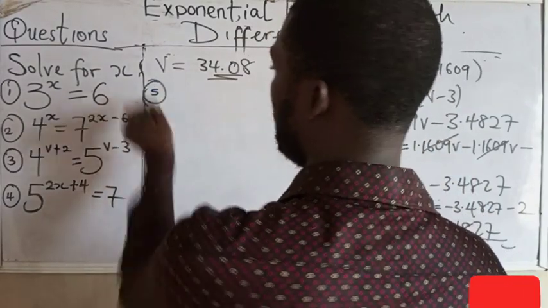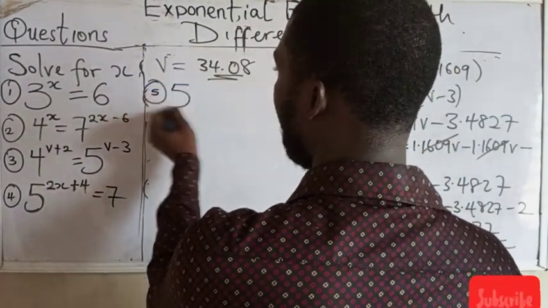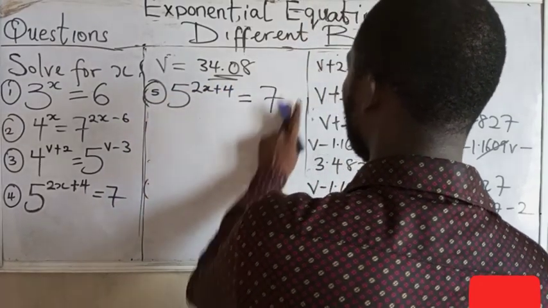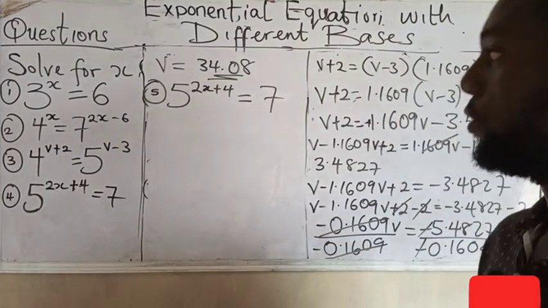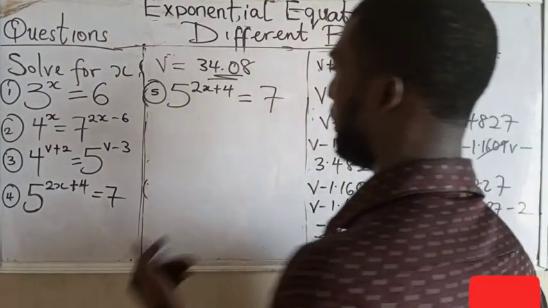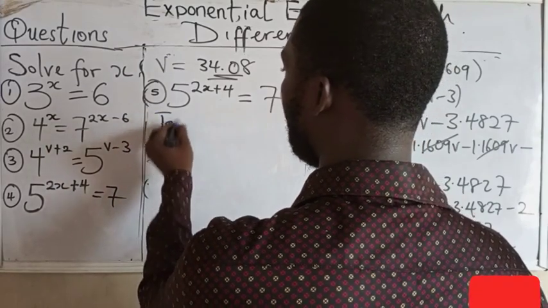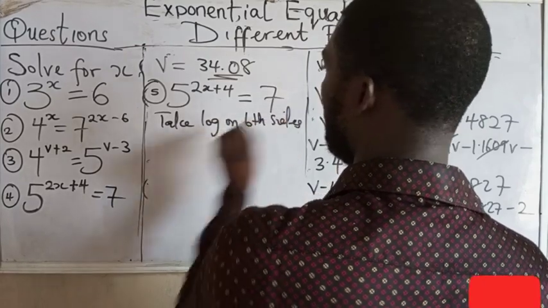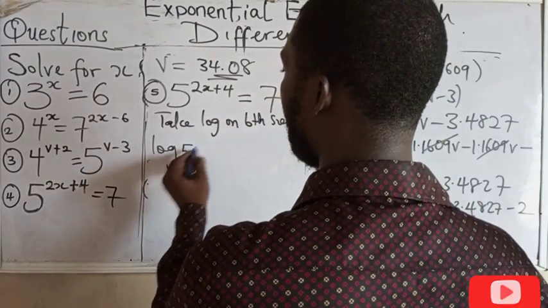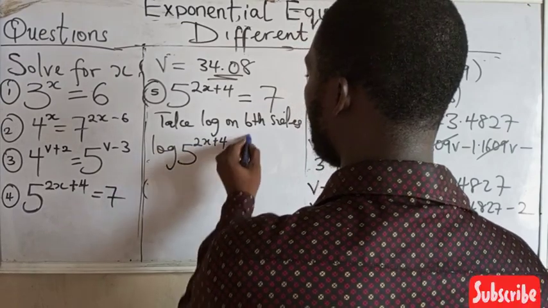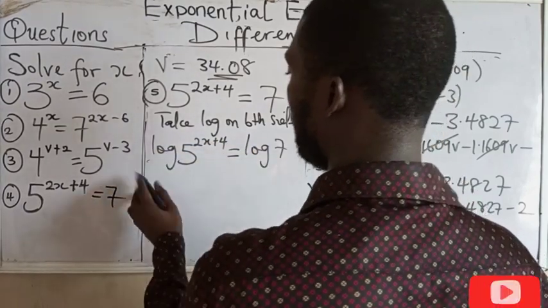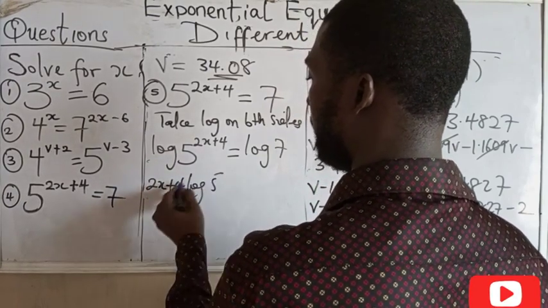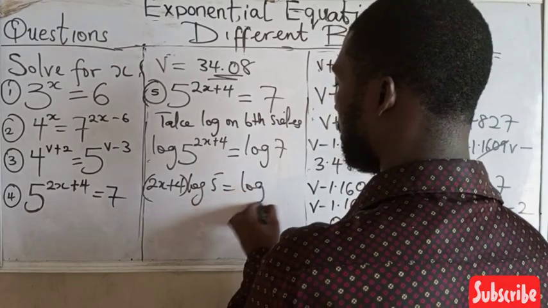So let's move on to the fifth question. The fifth question says 5 raised to power 2x plus 4 equals 7. So next thing we have to do is to take log on both sides. So we have log 5 raised to power 2x plus 4 equals log 7. Then the next thing we do is 2x plus 4 log 5 equals log 7.